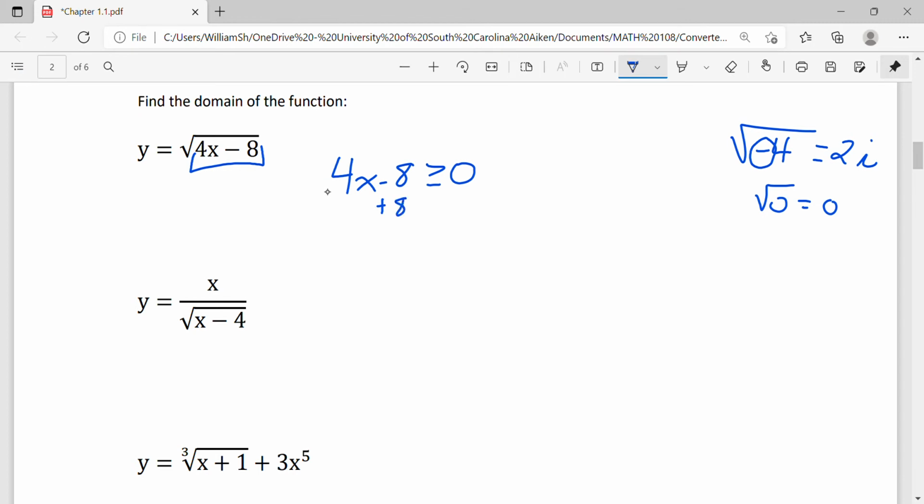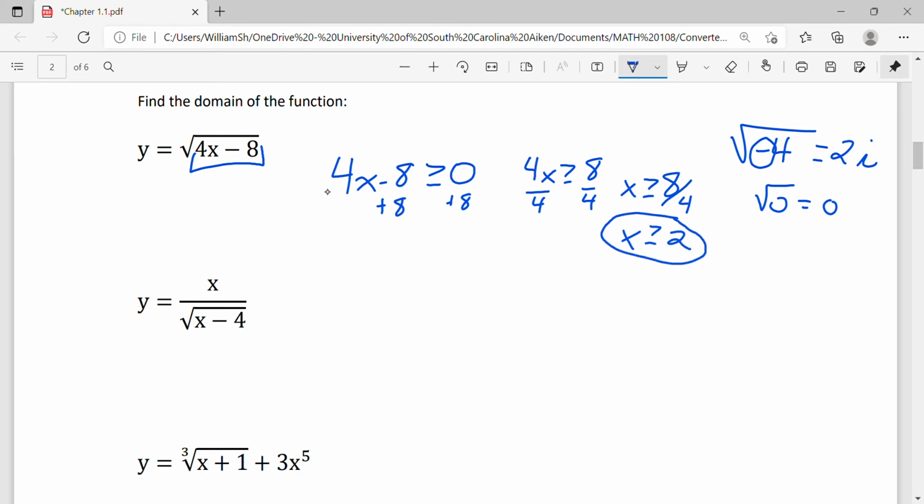So we'll add 8 to both sides, and we get 4x is greater than or equal to 8. We'll divide by 4, and we'll get that x has to be greater than or equal to 8 over 4. We do have to reduce this fraction, which is pretty simple. 8 divided by 4 is just 2.